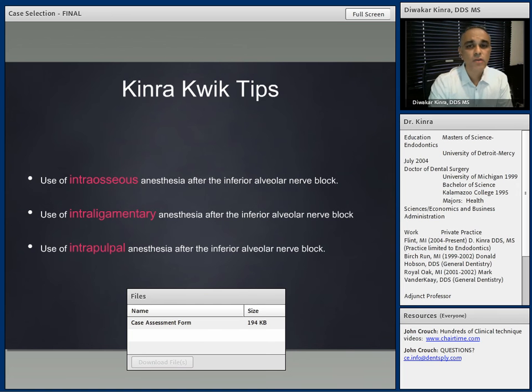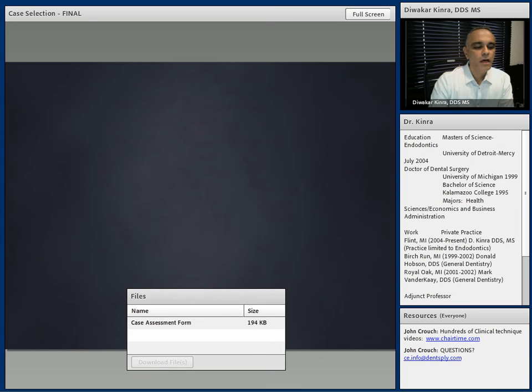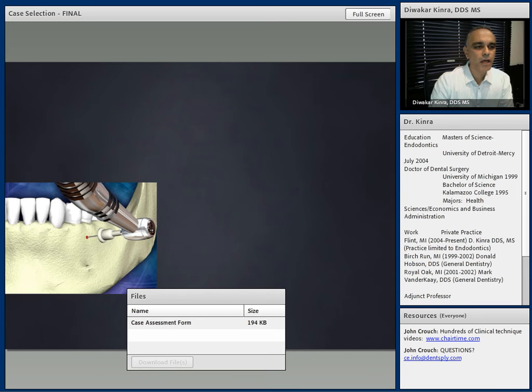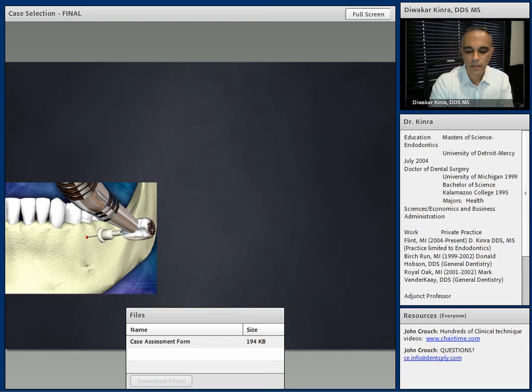As I said, this is where I'm looking at the three types of supplemental injections: intraosseous, intraligamentary, and intrapulpal after an IAN block that has not accomplished complete analgesia of the tooth. Let's review those. An IAN block that fails or doesn't achieve complete analgesia, I'm going to go ahead and do an intraosseous injection.